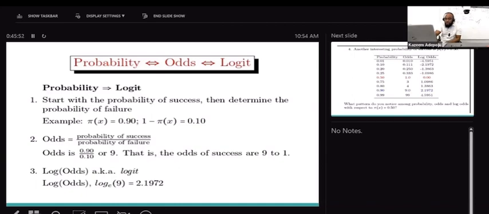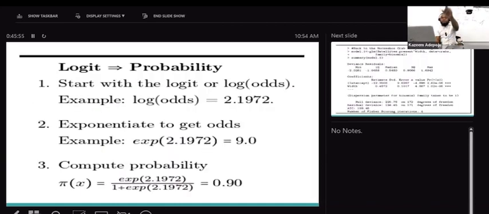Now, if I know the log of odds, which in my example is 2.1972, how do I get my odds back? When I have the log of odds, I will exponentiate it. When I exponentiate, it takes me back to my odds. That's what you're seeing in number 2. The exponential raised to the power 2.1972 will give you your 9, which is your odds. And when I have my odds, I can calculate my probability back using the inverse of the logit.